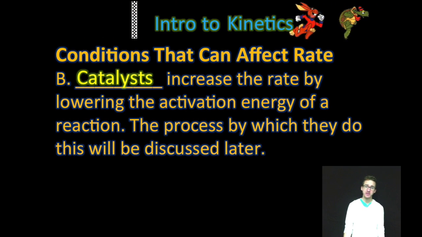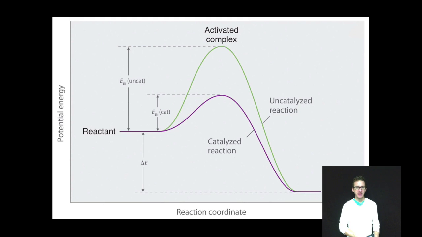Factor number 2, catalysts will increase the rate of a chemical reaction by lowering the activation energy. Now, how they do that we'll talk about a little later, but at this point, simply recognize that they function by lowering the activation energy. So as you look at this energy profile, notice that the uncatalyzed reaction has a much higher activation energy than the catalyzed reaction. And by lowering that activation energy, you make it possible for a greater number of reactant molecules to obtain that activation energy and therefore allow the reaction to proceed more quickly.